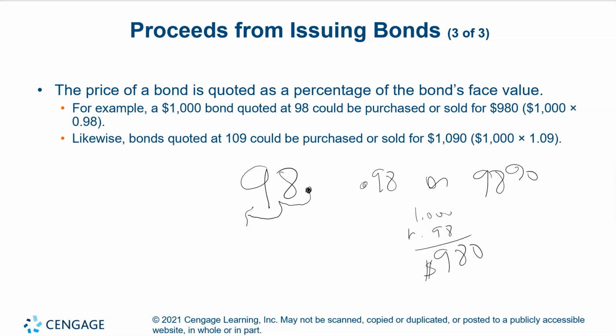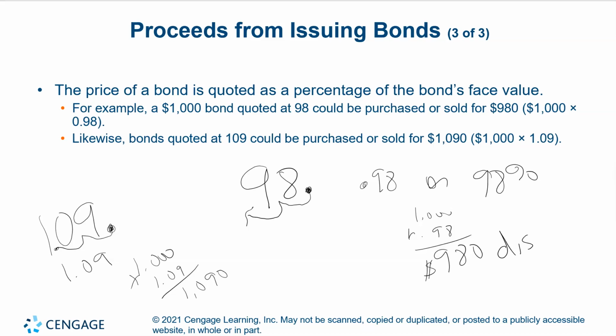All right. Likewise, if you have 109, you still take that decimal and move it over, but this one equals 1.09, which is a premium, because you say the $1,000 face value times 1.09, and you find out that you would get $1,090 for that. So you got more than face value. So if your bond is quoted at a number less than 100, it's a discount. And if it's more than 100, it's a premium. So this is a discount and this is a premium.